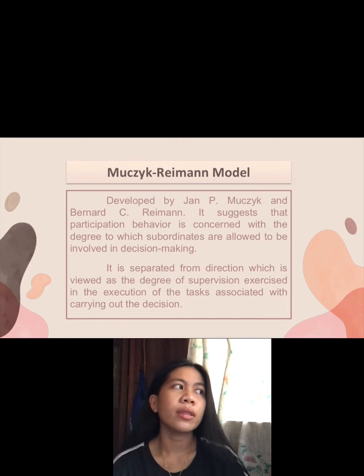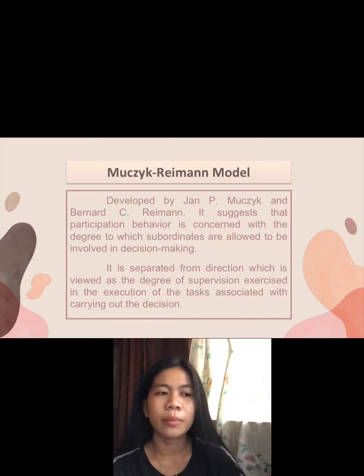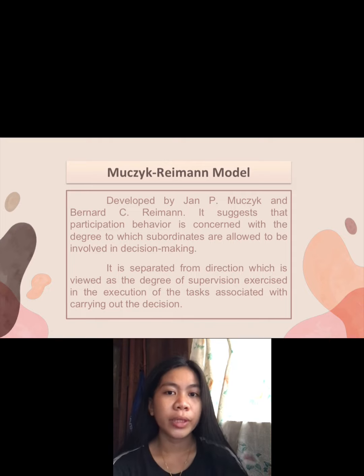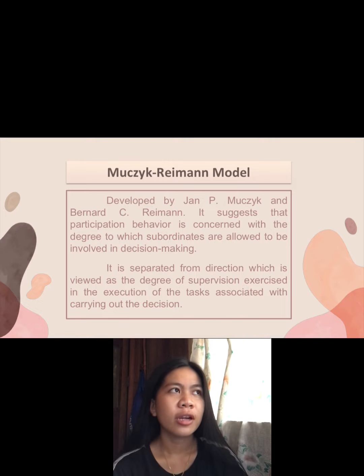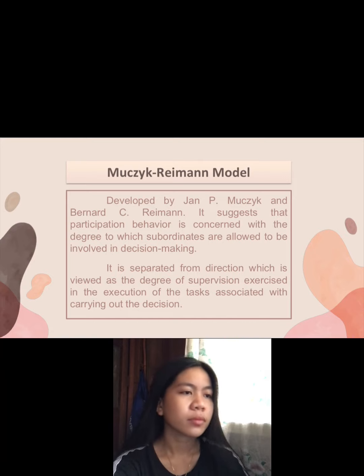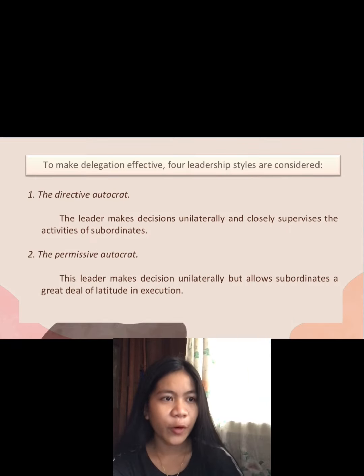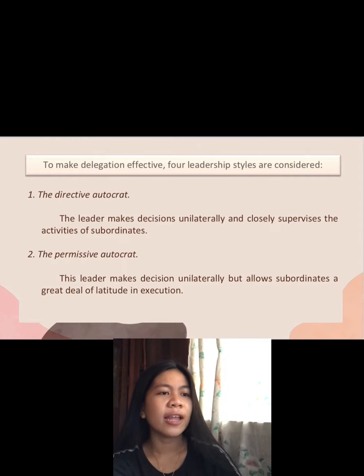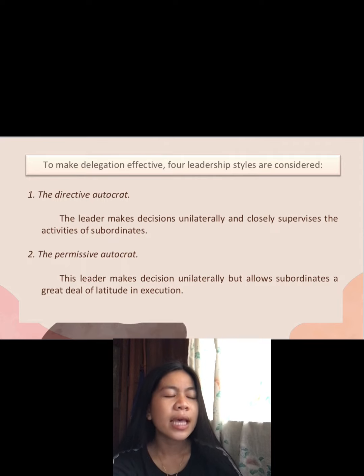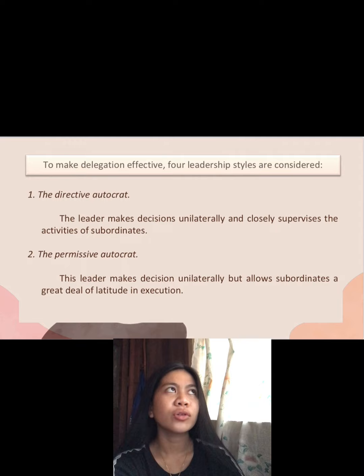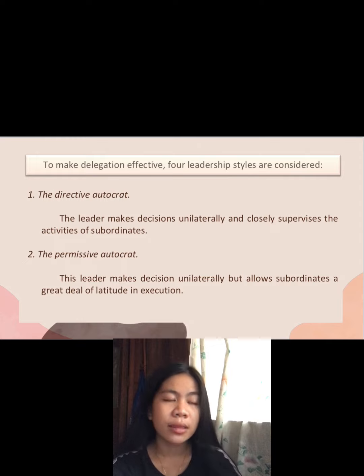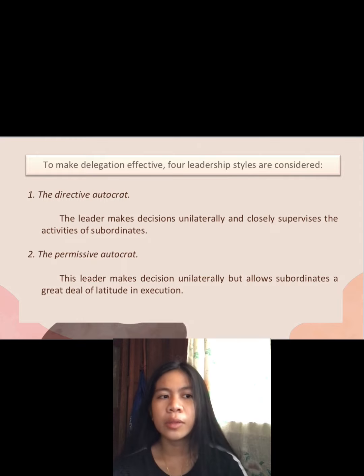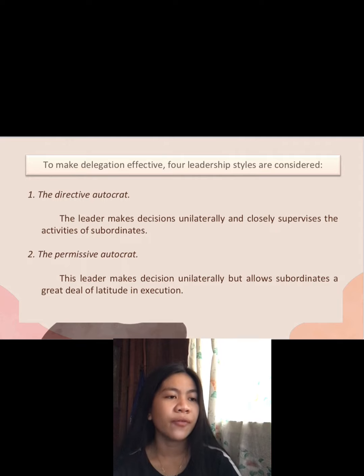So, the same with what I have said earlier, no? Not all the time the subordinates are allowed to participate in decision making. Basically, kasi hindi lahat ng oras require or need yung kanilang suggestions. To make delegation effective, four leadership styles are considered. First, we have the directive autocrat. The leader makes decisions unilaterally and closely supervises the activities of subordinates. So, ito yung type of leadership na the control is in the leader only. He will make the decisions, he will supervise the activities of the subordinates also.